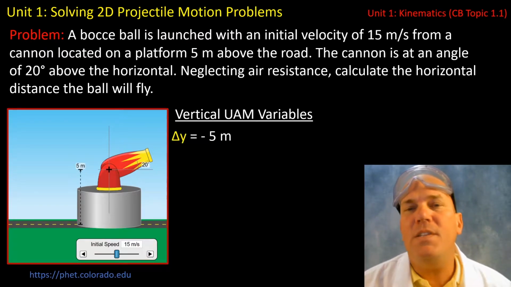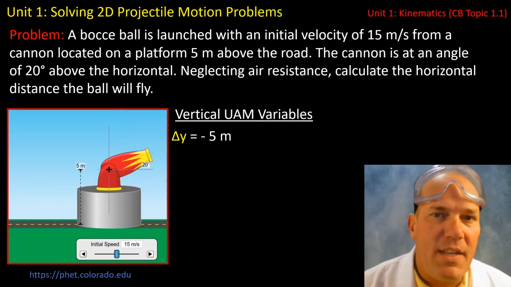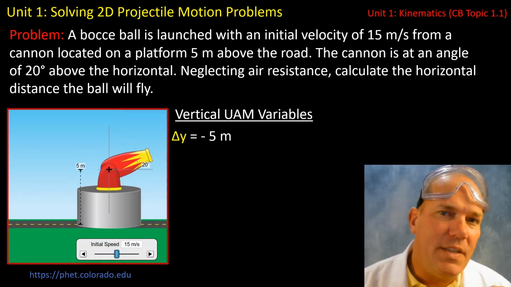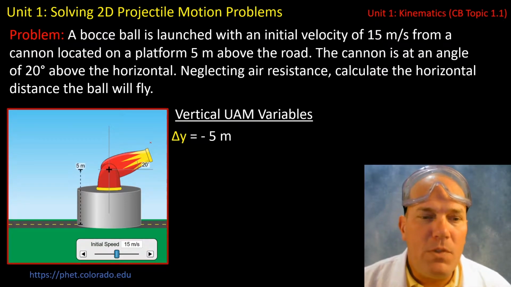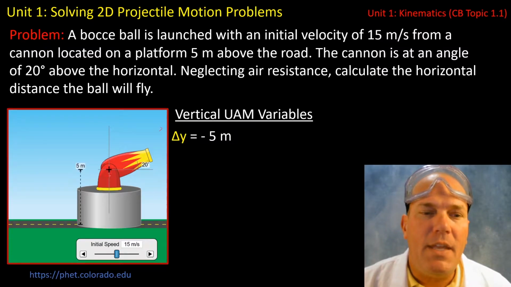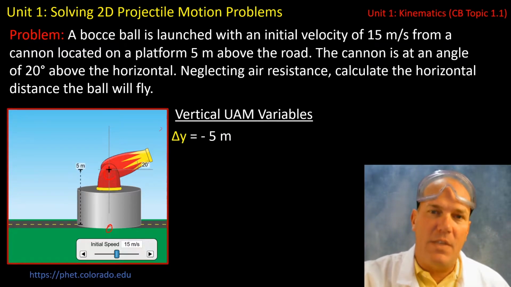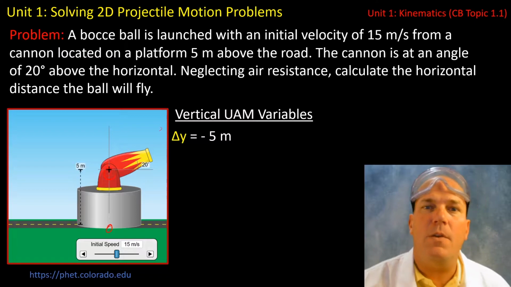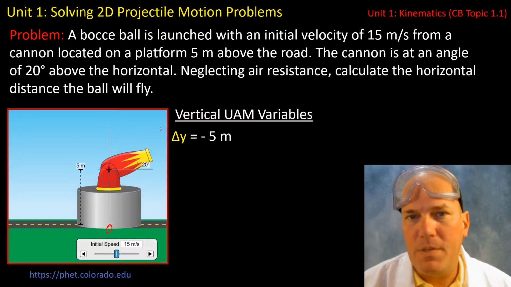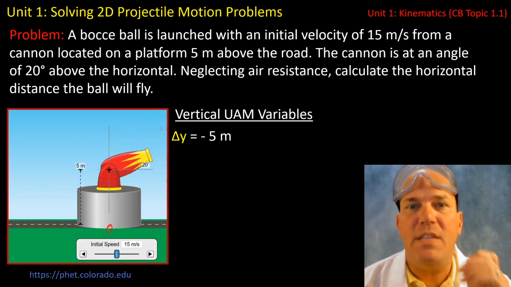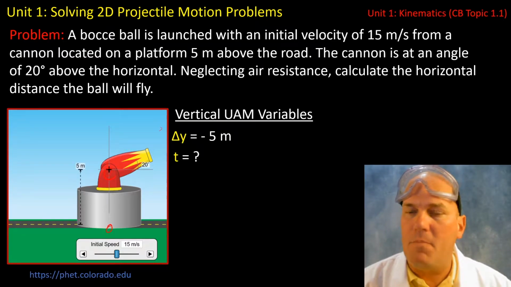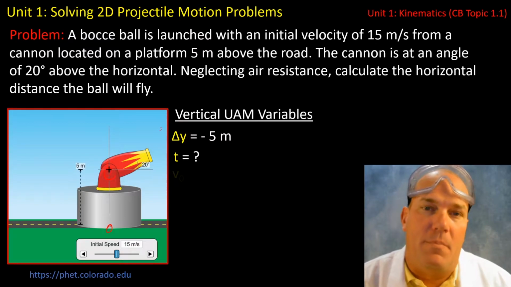So our vertical displacement is negative 5 meters. Now signage is important here. Why is it negative? Because the ball will start here in the cannon and it will land down on the road, which is 5 meters down from its initial vertical position. Therefore, our change in vertical position is going to be 5 meters down, or negative 5 meters. Time. We know nothing about time.